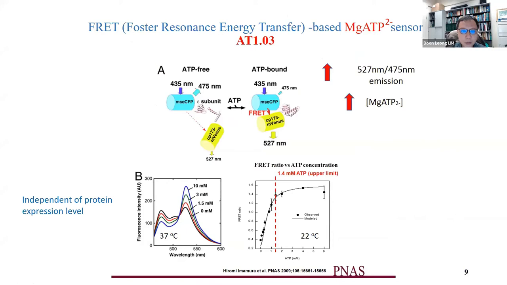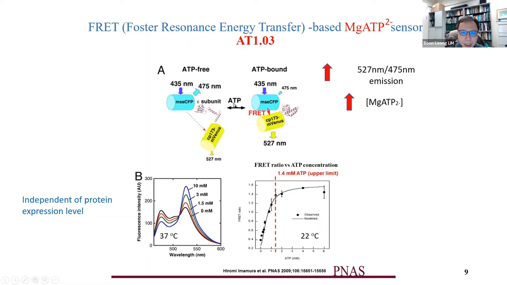In our group, we employ a magnesium ATP sensor, AT1.03. This sensor was developed by Professor Imamura, who tested it in an animal system. Then we adopted it and transformed it into Arabidopsis. The sensor has two fluorochromes, which are linked by an epsilon subunit that can bind ATP.